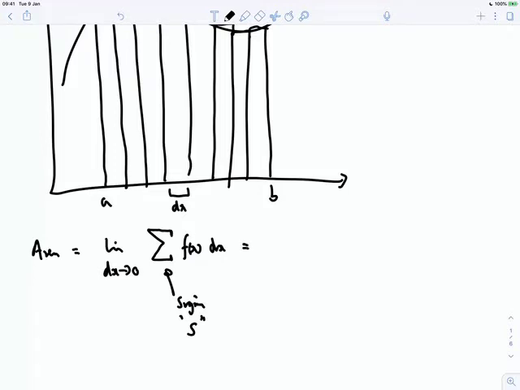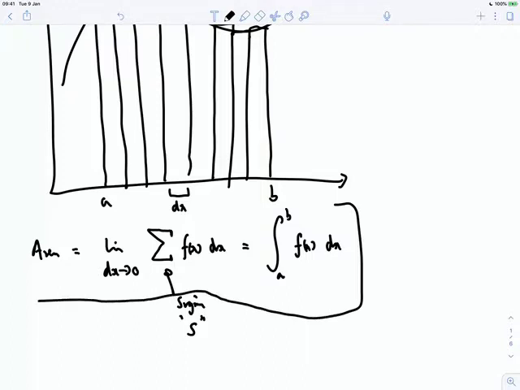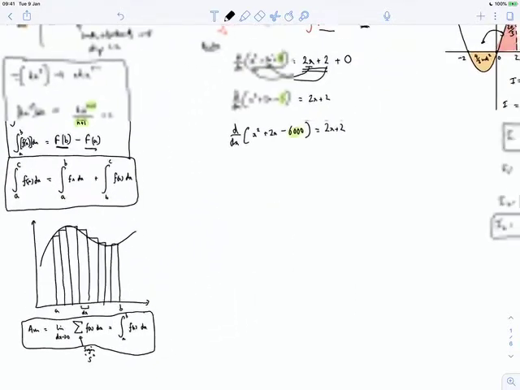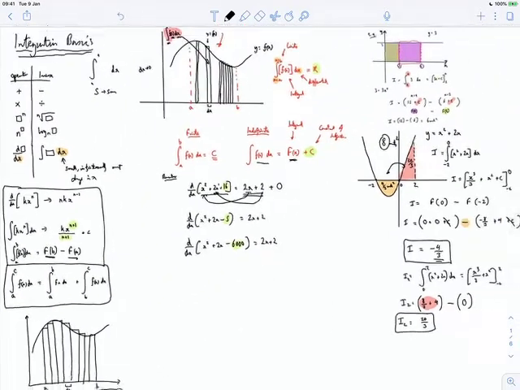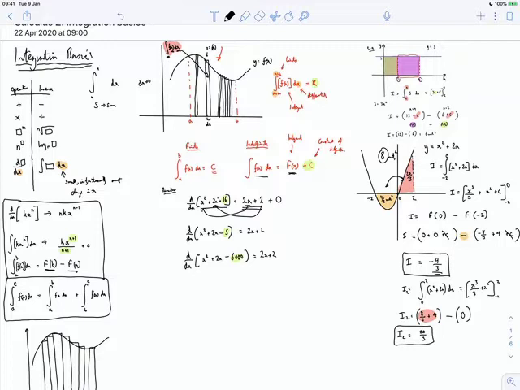And another way of writing this, and the way we normally write it, is just the integral between the 2 points a and b of f of x with respect to x, like so. Okay, that's a really important point. So integration is the reverse process of differentiation, and it turns out that it's the area under a graph.